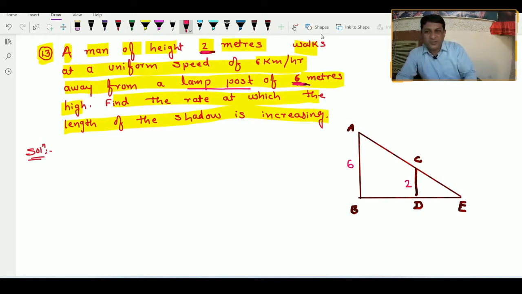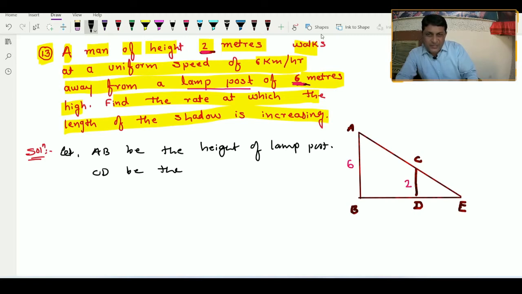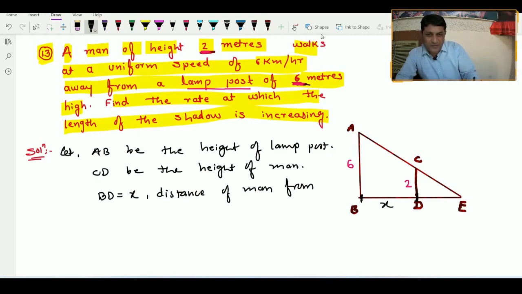So whatever may be our supposition, first write down all these things. What we are supposing here: let AB be the height of the lamp post, CD be the height of the man. I am denoting BD, BD is equal to X, and here we can easily observe that this BD is nothing but the distance of the man from the lamp post. BD is equal to X is the distance of the man from the lamp post.